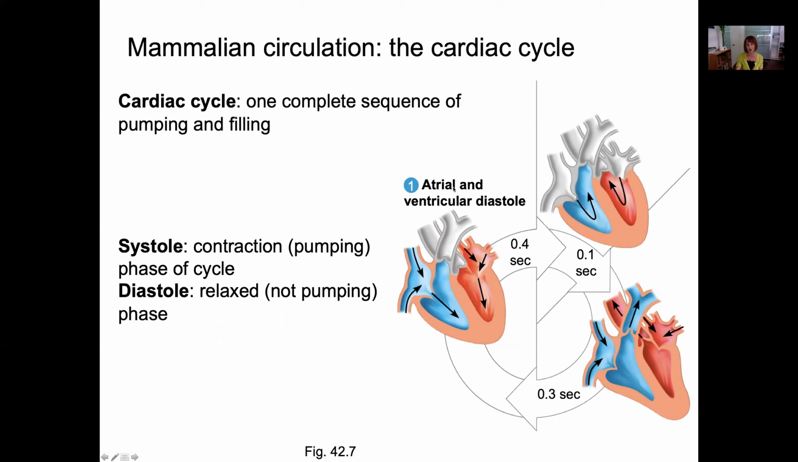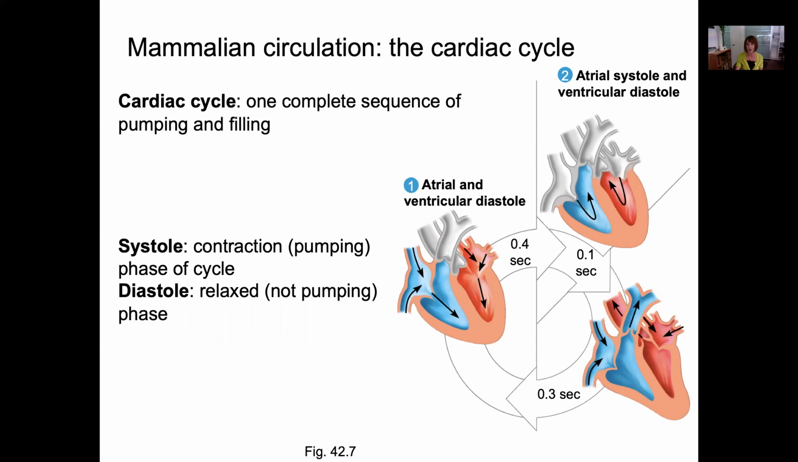But we start here. This is the phase where both atria and ventricles are relaxed. So this is diastole, and this is when the blood, both from the systemic circuit that's deoxygenated and from the pulmonary circuit that's oxygenated, is flowing into the atria. No contraction is taking place, and it's flowing naturally from the atria into the ventricles.